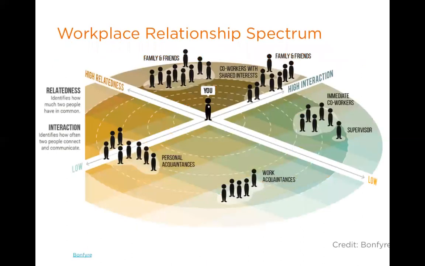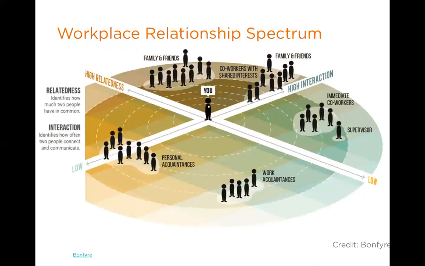So this is kind of an overwhelming chart or spectrum. This is the workplace relationship spectrum, and it has two axes: interaction, going from left to right, and then high relatedness, which is kind of brown. I first want to define what interaction and relatedness are. Interaction is how often people connect and communicate, whereas relatedness is how much two people have in common.